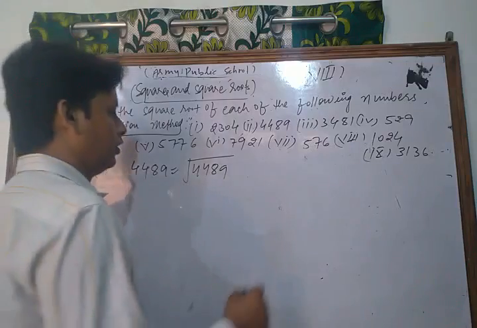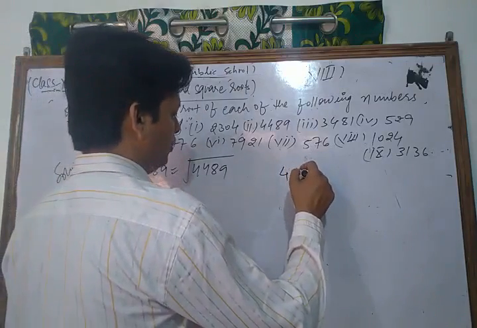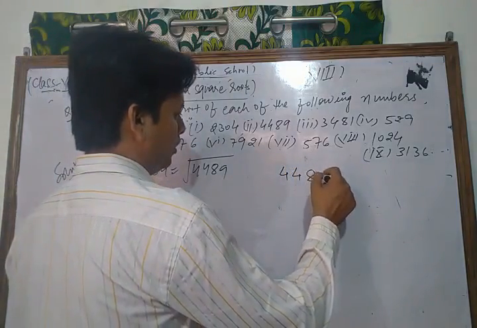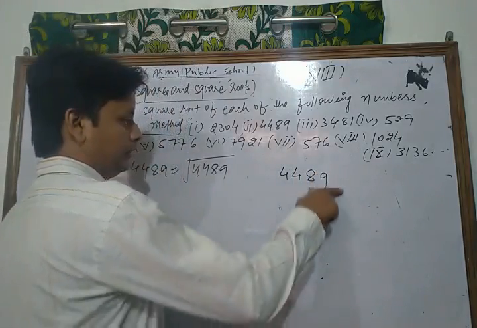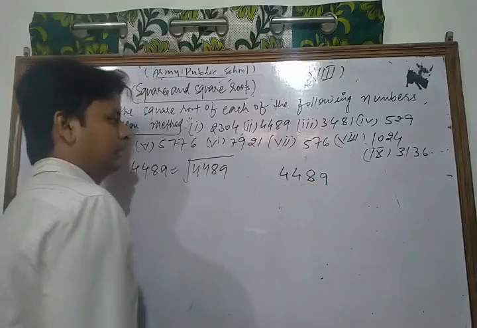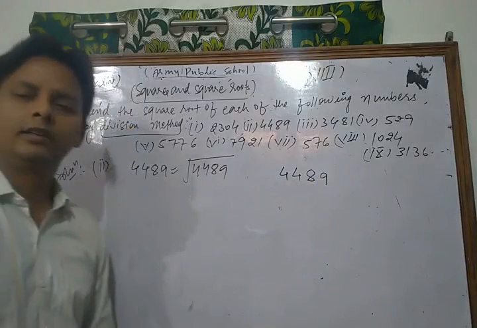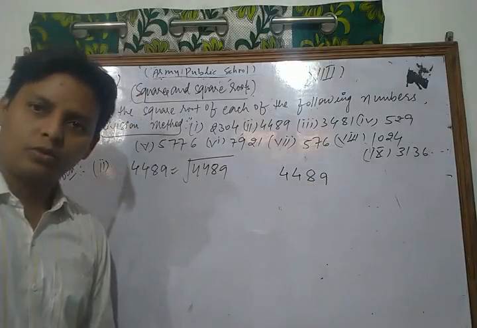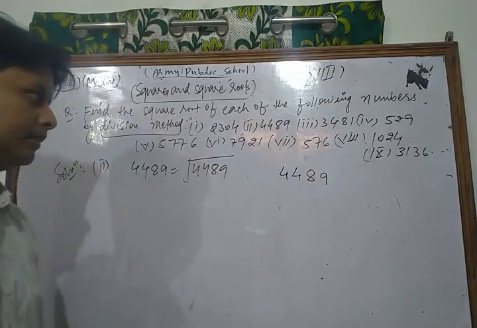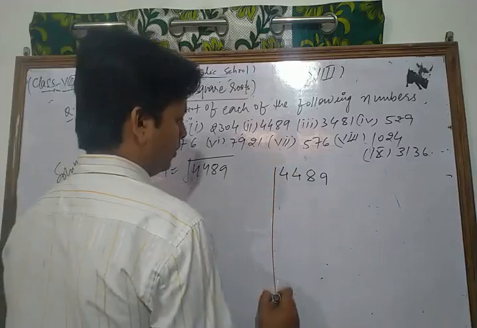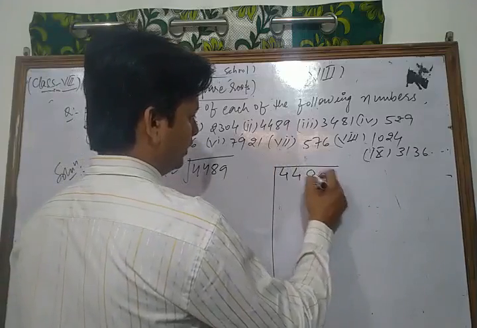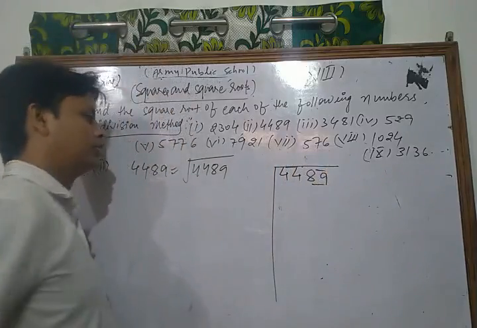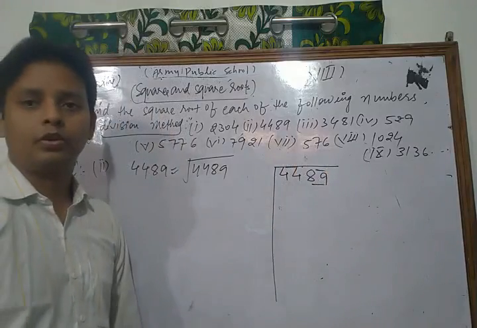So now we write 4 4 8 9. Now let's see what I do. We form the pairs from the right side, so this is 89 and this is 44.